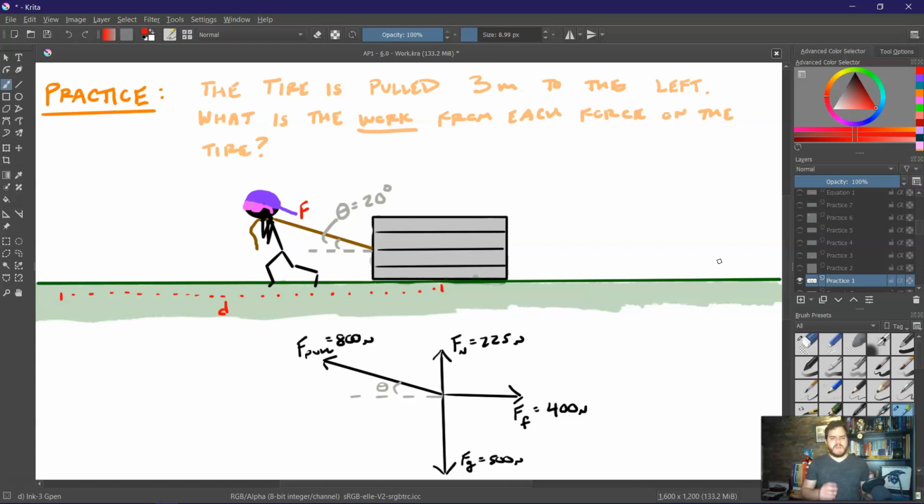Now, we just saw that the normal force and gravity don't contribute to it moving to the left, so the work from both of those should just be zero. They are causing no change in the energy of the tire. And friction, additionally, would be causing a loss in energy. So the force would be negative 400 newtons times 3 meters, or we get a total of negative 1200 joules.